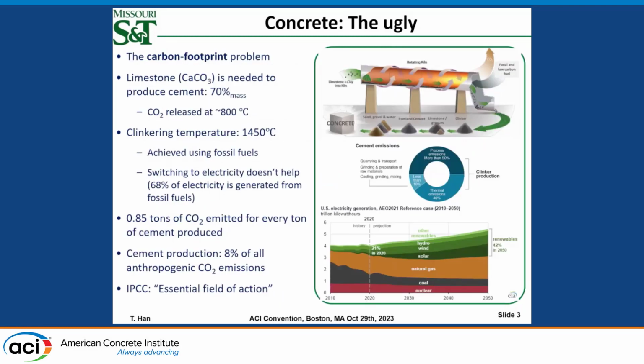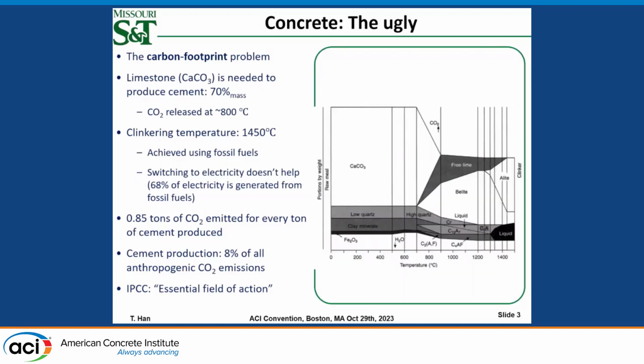We know we love concrete, but it has an ugly side. Cement is a major component of concrete. To produce cement, you need to heat your raw material above 1450 degrees. During that process, you will release a lot of carbon dioxide. Also, due to the decarbonation of the limestone, tons of carbon dioxide get emitted. So the cement manufacturers contribute 8% of the carbon emissions every year.